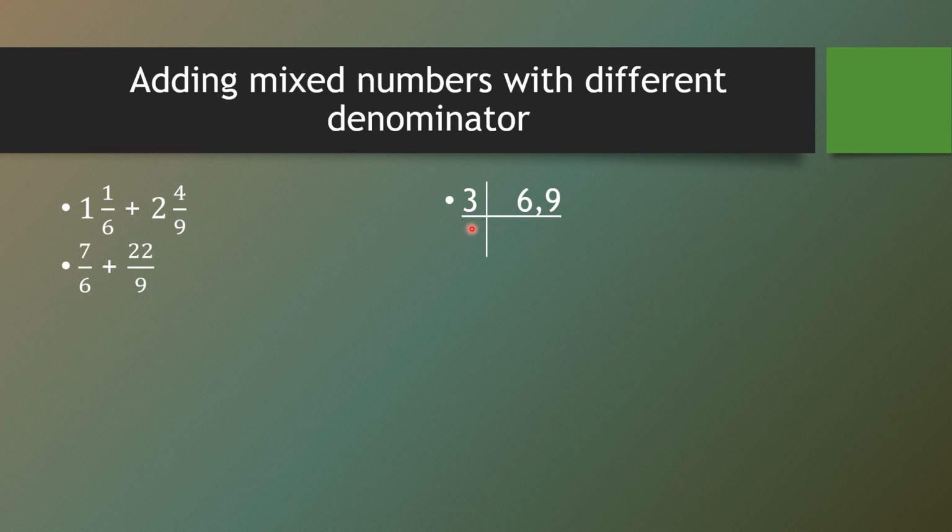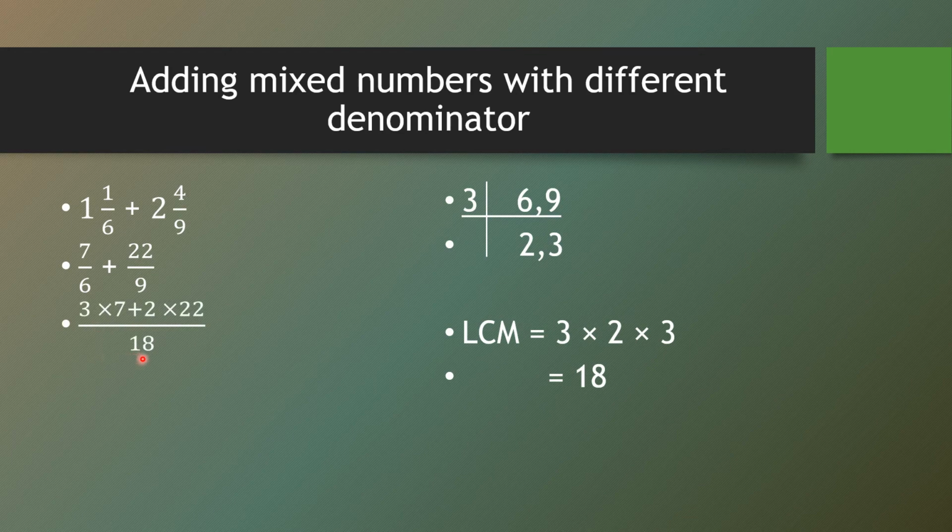So here the common factor is 3. So we will divide by 3. 3 2s are 6. 3 3s are 9. Now we will stop here because there is no common factor other than 1. LCM will be the multiplication of this common divisor and the remaining numbers. It means LCM will be 3 multiplied by 2 multiplied by 3, which equals 18. Now this 18 will be our new denominator. Now we will divide 18 by 6. 6 3s are 18. Multiply by this numerator 7. Plus, 9 2s are 18. Multiply by this numerator 22.